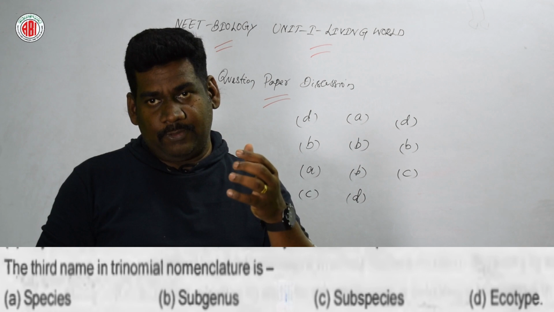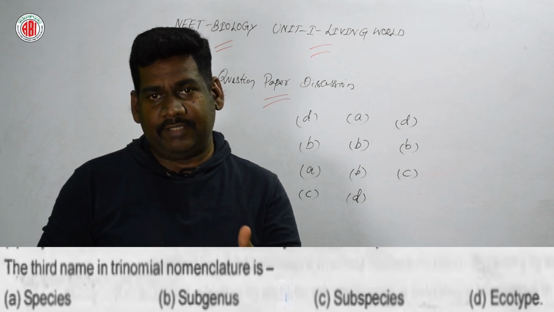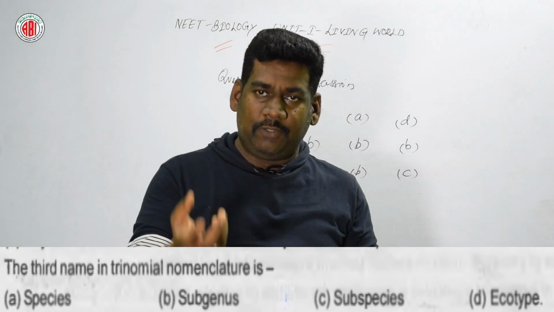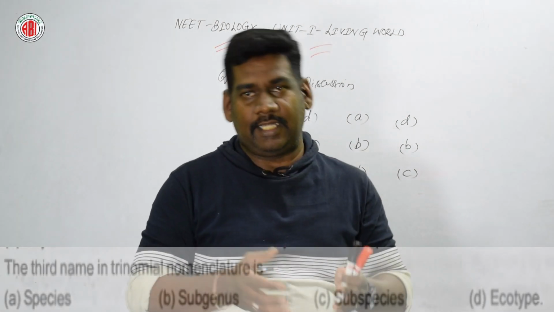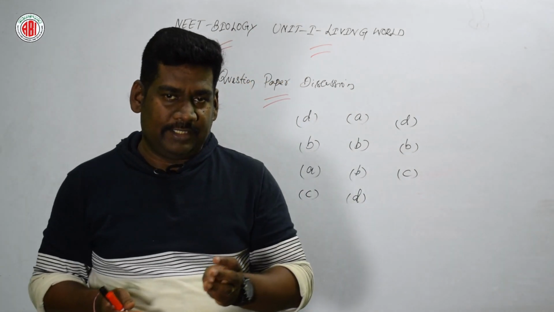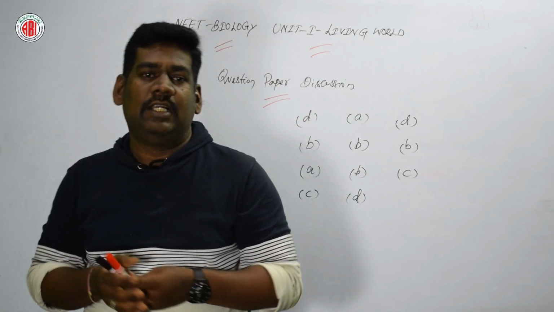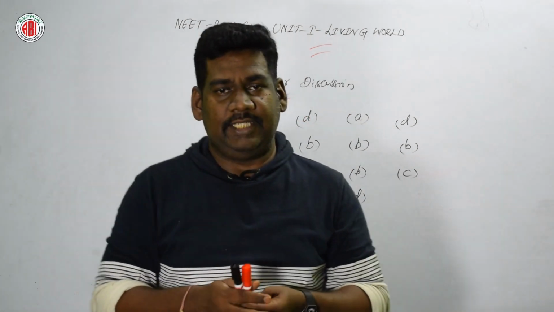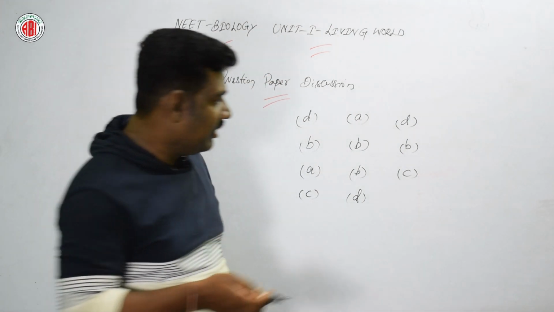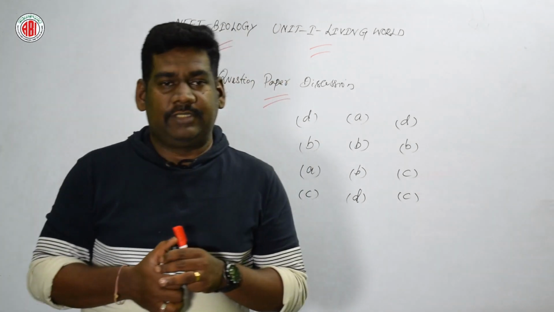We have discussed binomial nomenclature and trinomial nomenclature, which deal with the biological name given to a particular species. It may be a plant species or an animal species, but it could contain three different components: genus, species and subspecies. So the right answer for this question is option C, subspecies. Option C, yes. Now let us go for the next question.